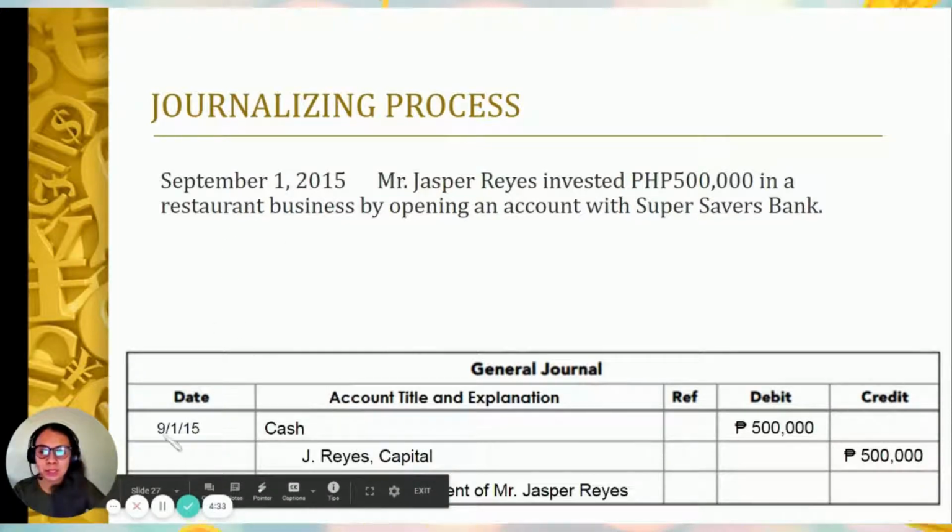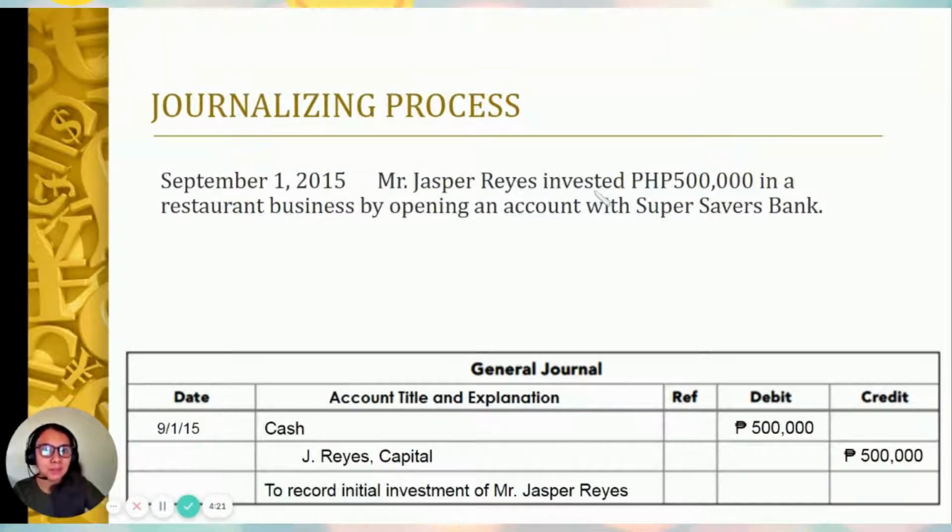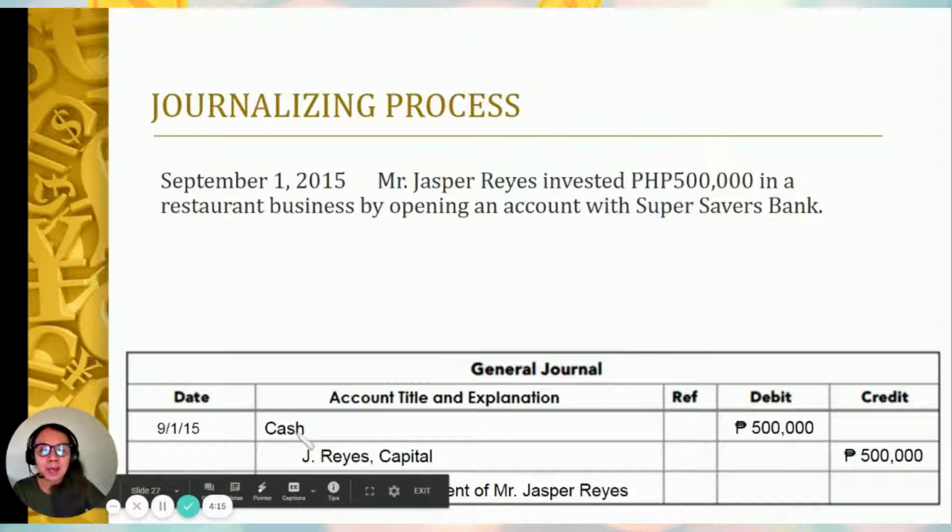that's September 1st, 2015. And the account to be debited is going to be cash because the business received 500,000 pesos in cash because Mr. Reyes invested it. So we received cash and the amount goes here under the debit column for 500,000.